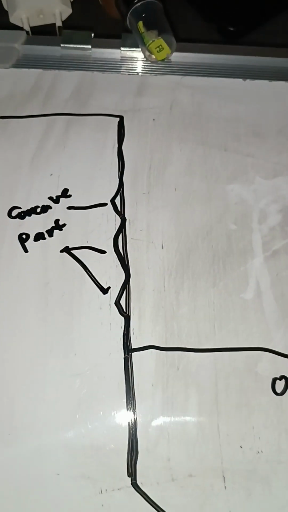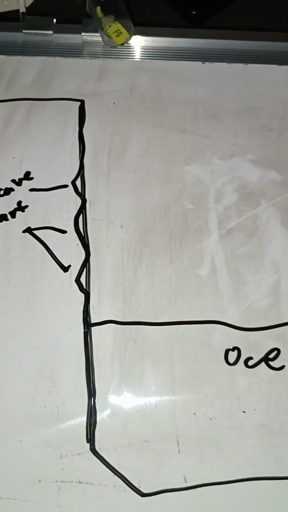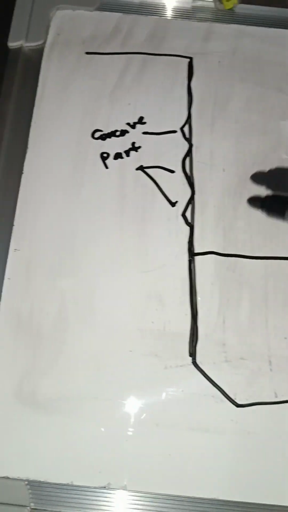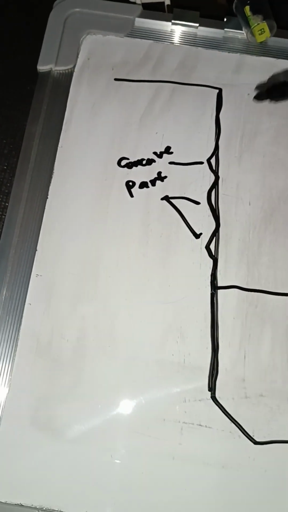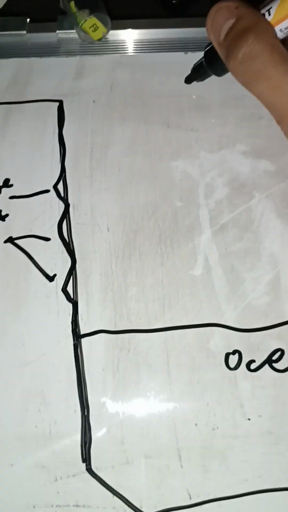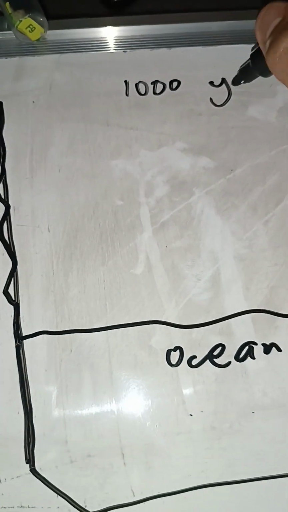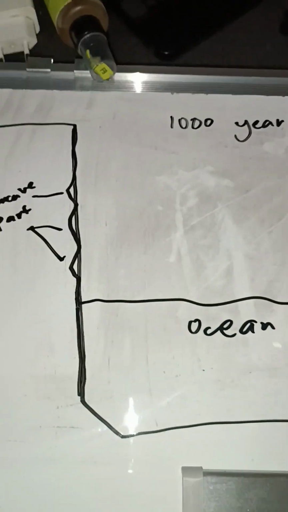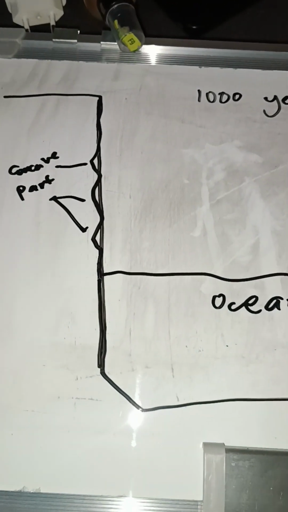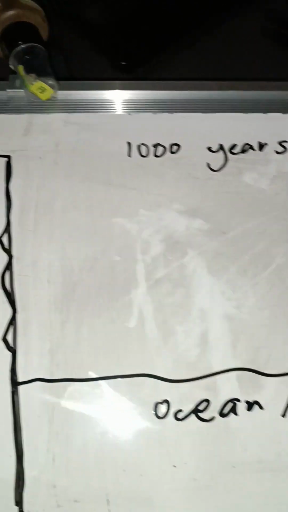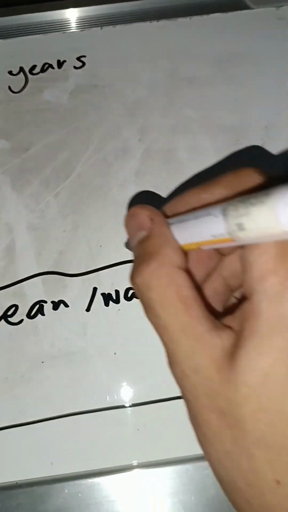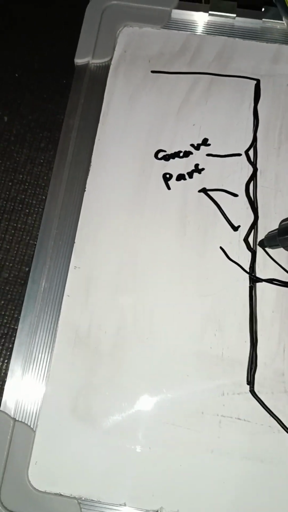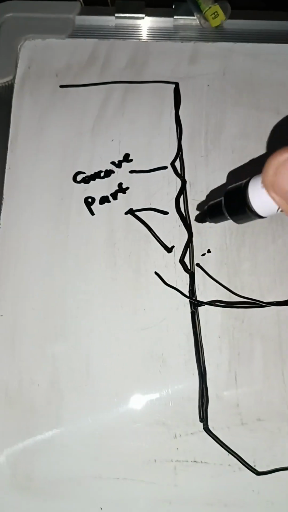For example, imagine there is a wave that comes from the ocean towards the cliff. What do you think will happen to the cliff over time, given that the time is 1,000 years? So this is where the cliff changes over time in the span of 1,000 years. Imagine you have a wave, and this wave hits the concave part of the cliff.